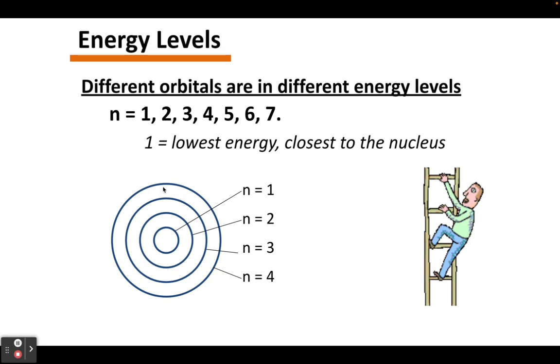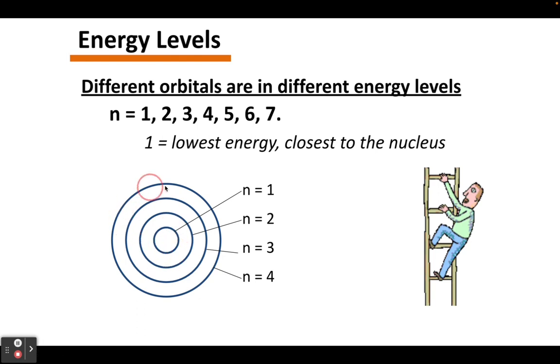So this n number, that's the number of the energy. We use this small letter n. Number 1 is the lowest energy and it's closest to the nucleus. This is important to remember. The closer you are to the nucleus, the less energy you have. The less energy you have, the closer you are to the nucleus.